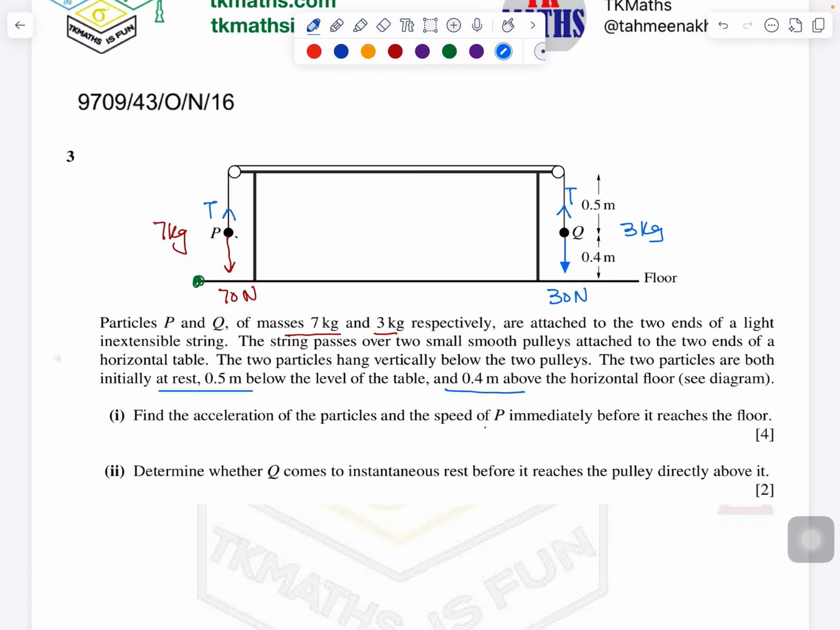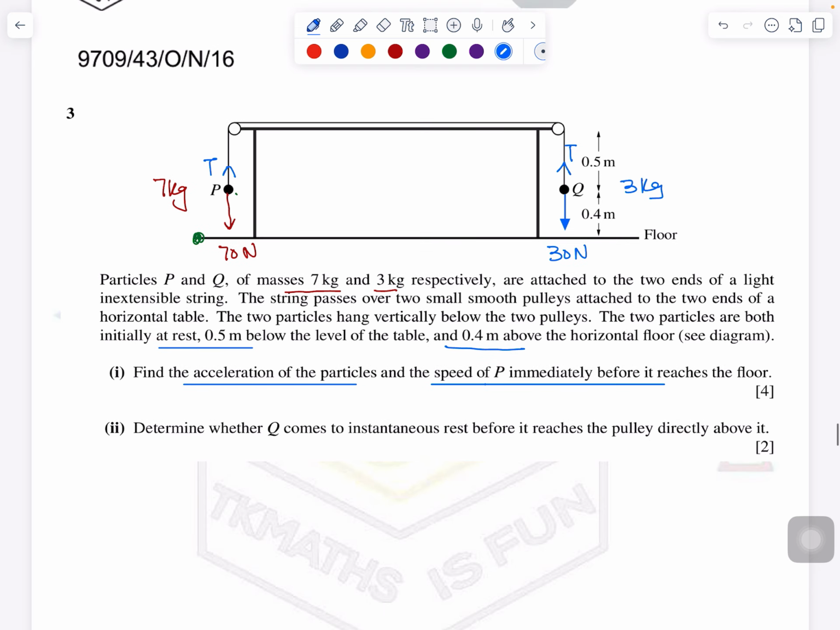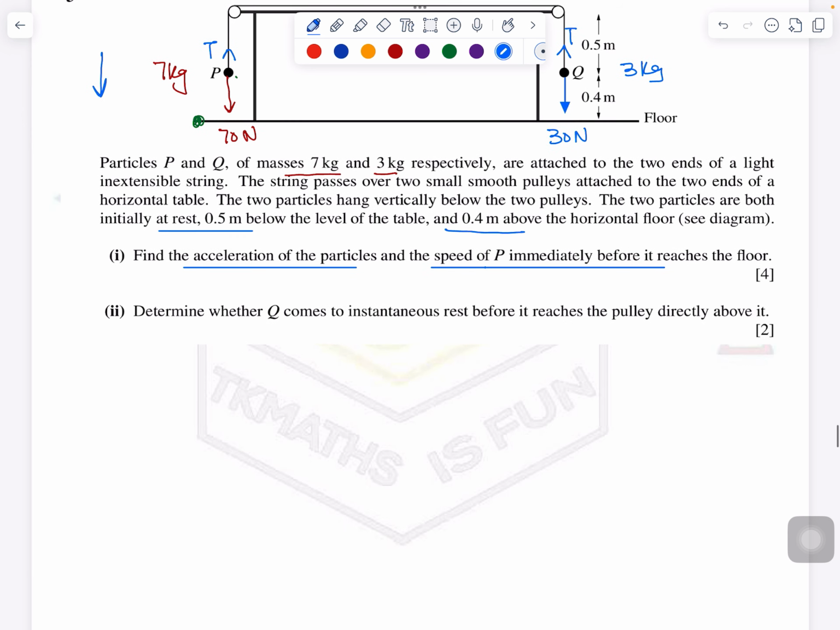The two particles, and we have to find the acceleration of the particles and the speed of P immediately before it reaches the floor. It means they are released after some time, right? So now we will again apply Newton's second law of motion on both particles P and Q. Now P is heavy, so it will start moving down in this direction. So let's see for particle P first.